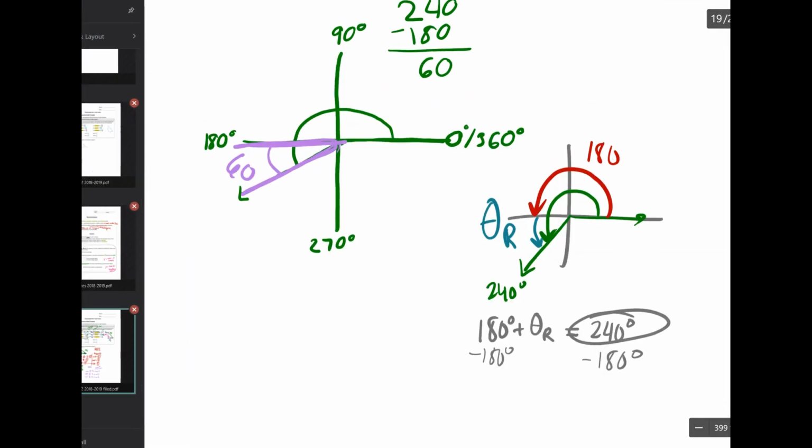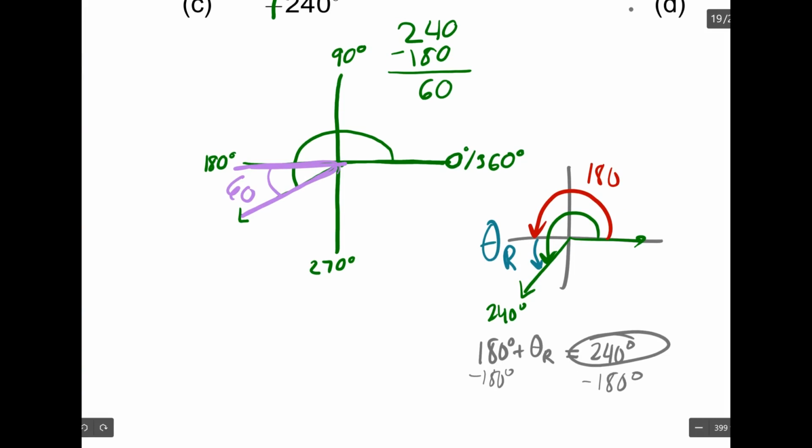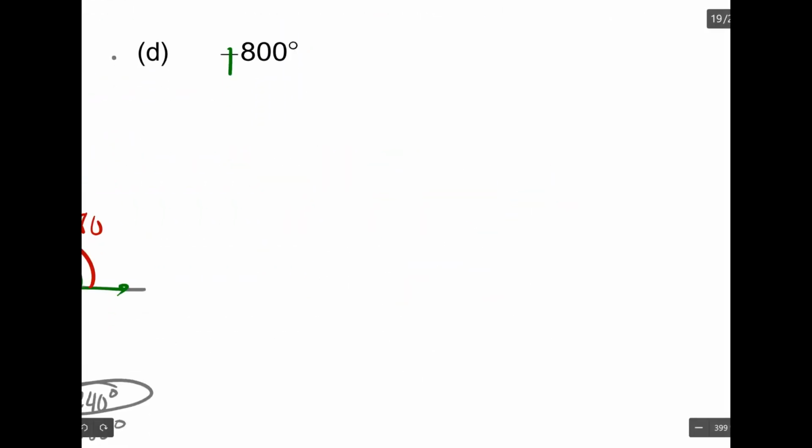Perfect. Questions? Thanks, Starlight. Yep. This kind of relates to the next one, but what will you do if it's past a quadrant? Aha! All right, Zach, you're up. Let's see if we can figure it out.